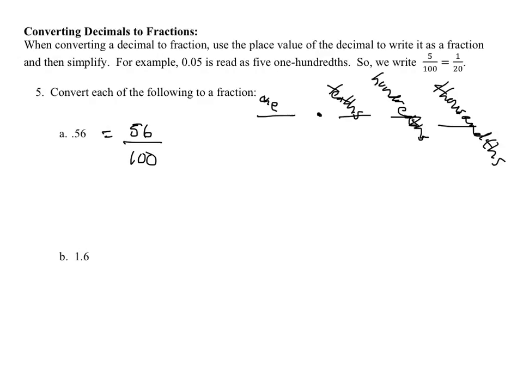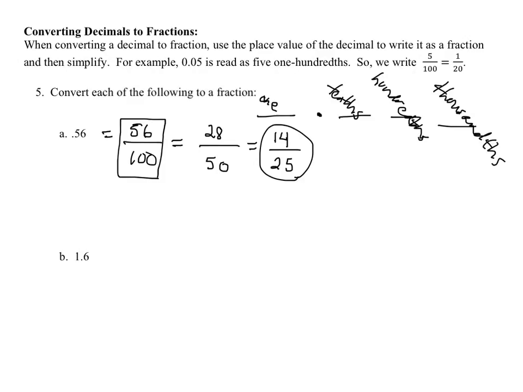And then, of course, we're going to have to simplify this, correct? So I'm going to divide them by 2 first, and then see if I have to go further. 2 goes into 100 50 times. And 2 goes into 56 28 times. Oh, I didn't do it enough, so I'm going to divide by 2 again. 14 over 25 is my final answer. Yes, this is a fraction, but we always want to simplify to the lowest terms.